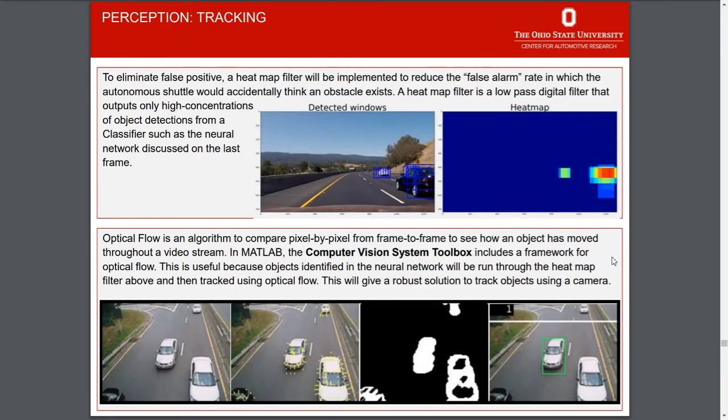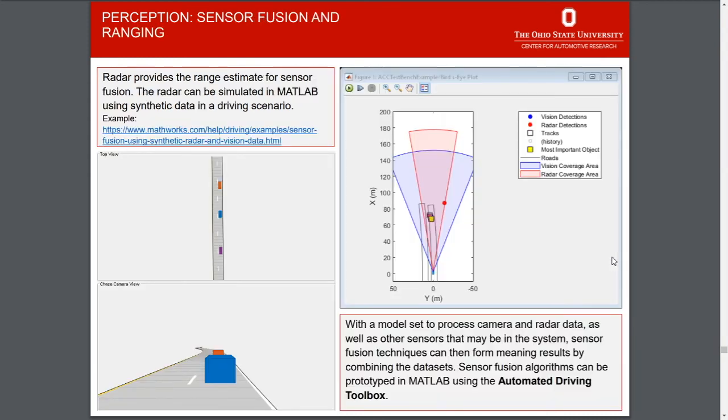We will also use heat map filters as well as optical flow using the Computer Vision System Toolbox to actually track objects as they move about the screen. Finally, sensor fusion and ranging can be used to gain real-world insight into the vehicles on screen, such as their range and relative velocity to our autonomous shuttle.